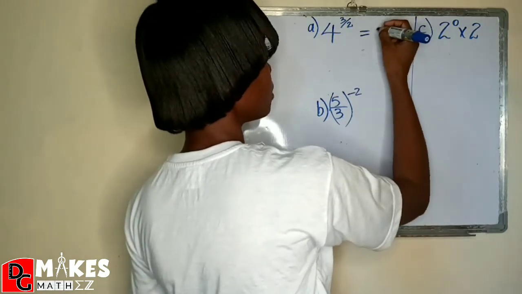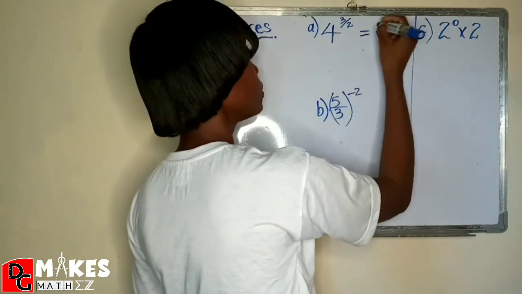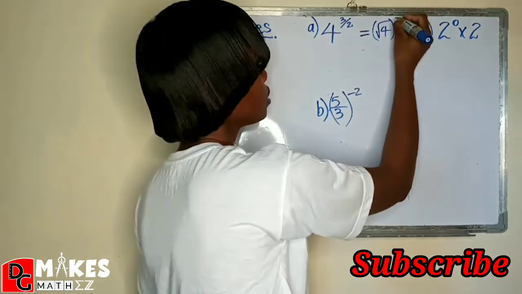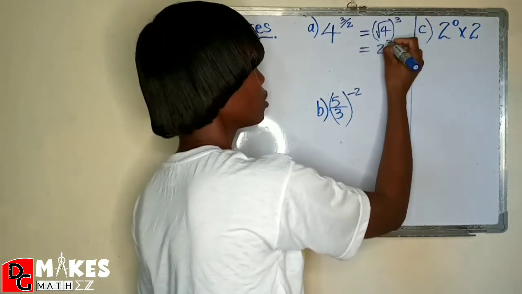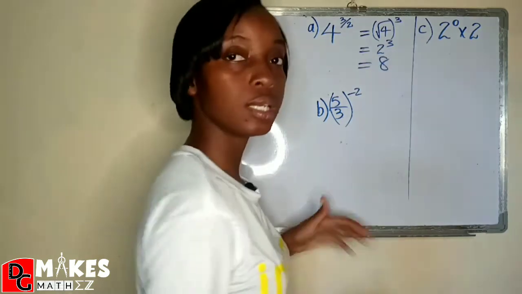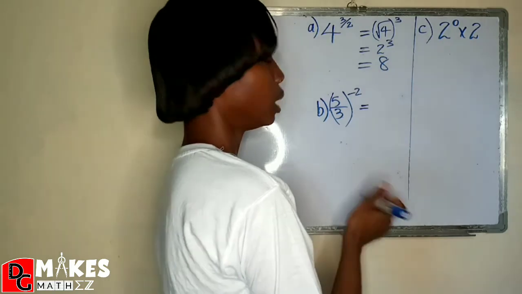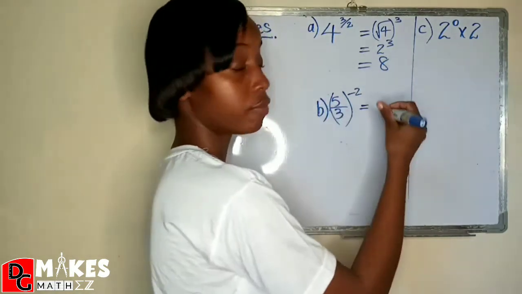All right, moving right along, we have 4 to the power of 3/2. And so we know that this means the square root of 4 being raised to the 3rd power, which gives us 2 cubed. Final answer is 8.